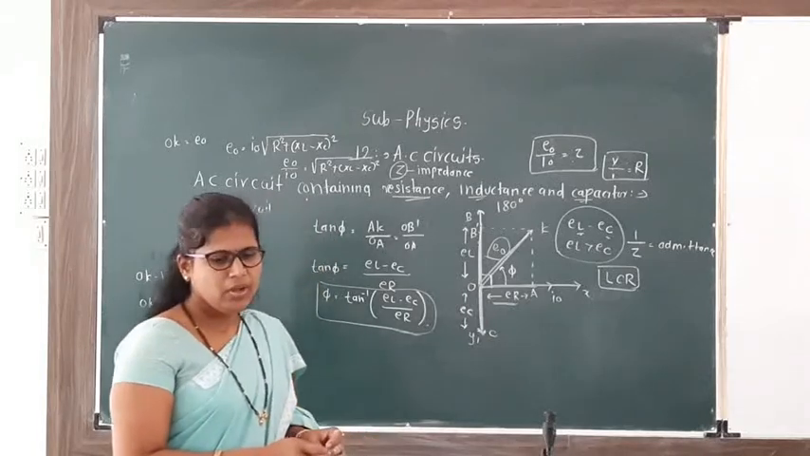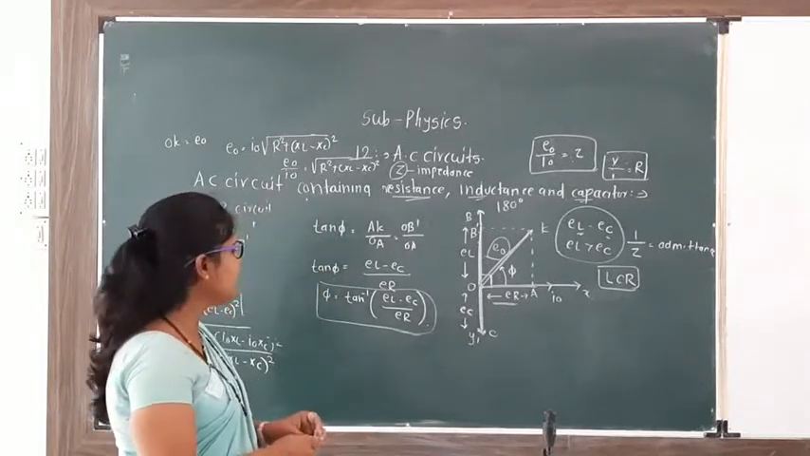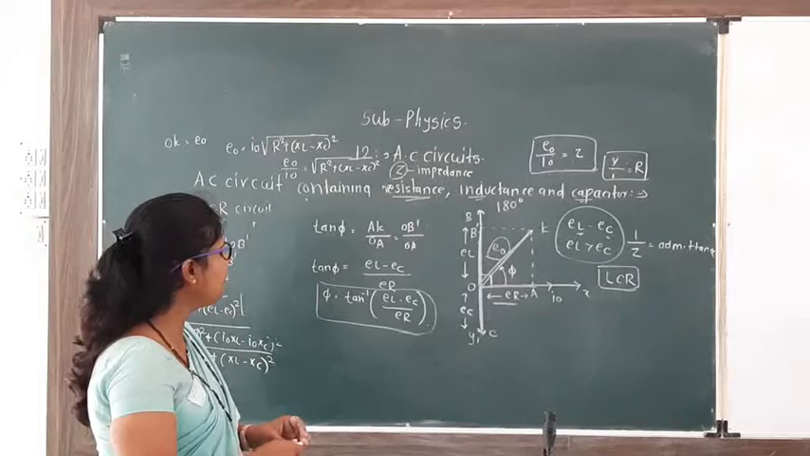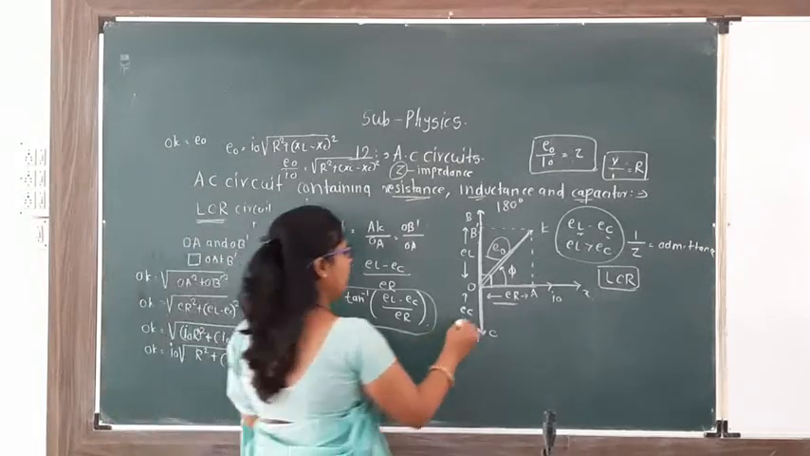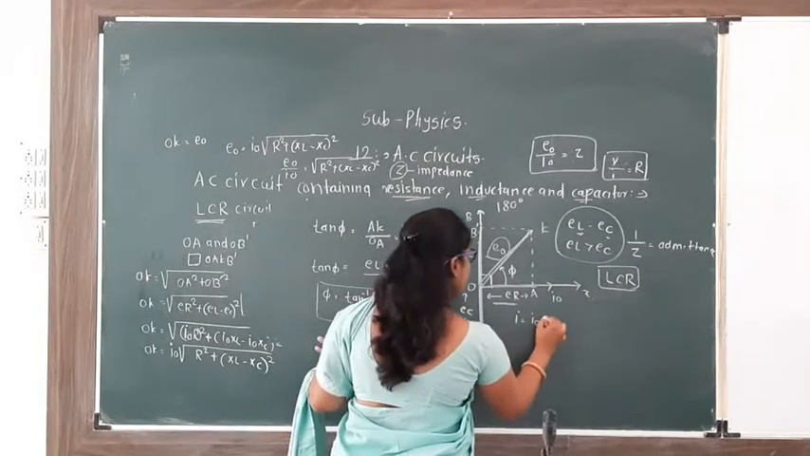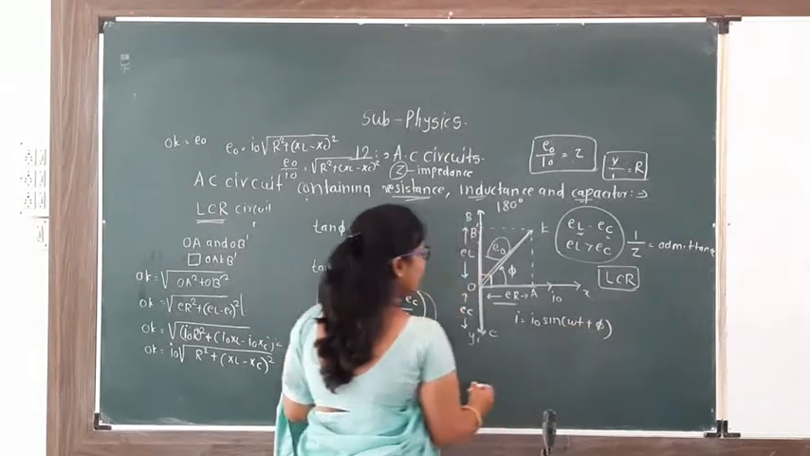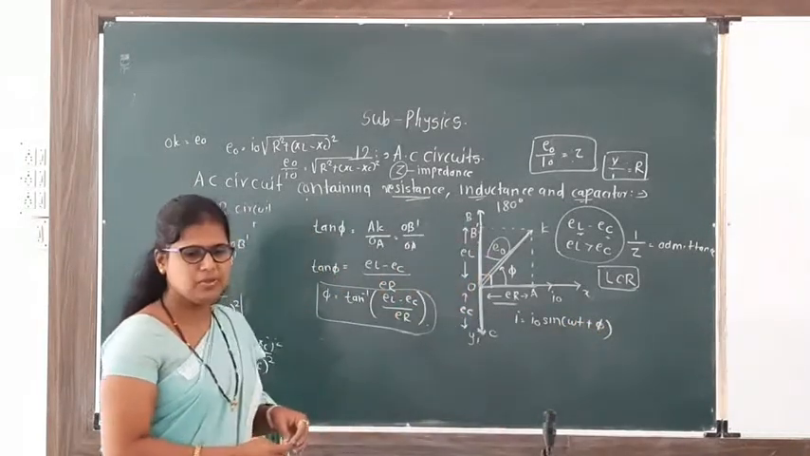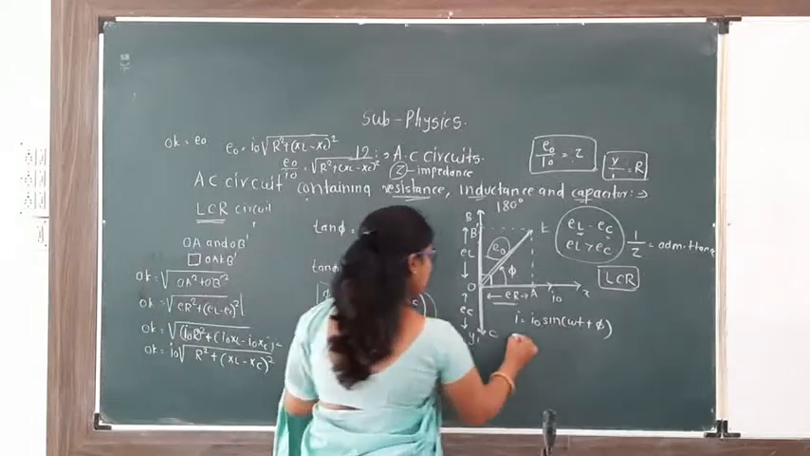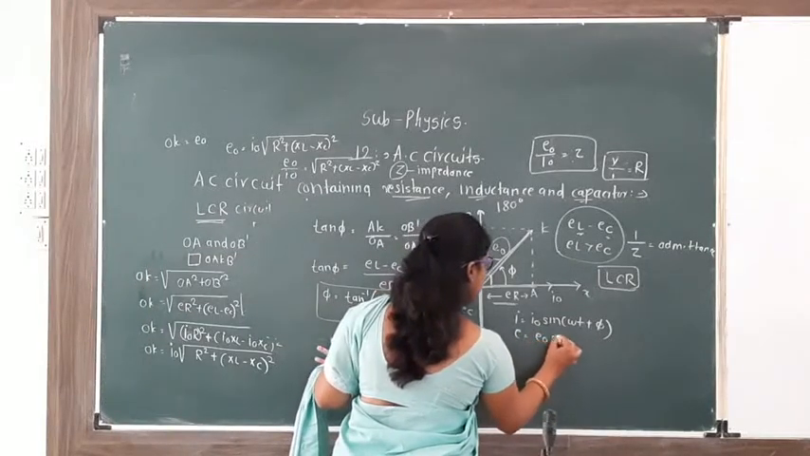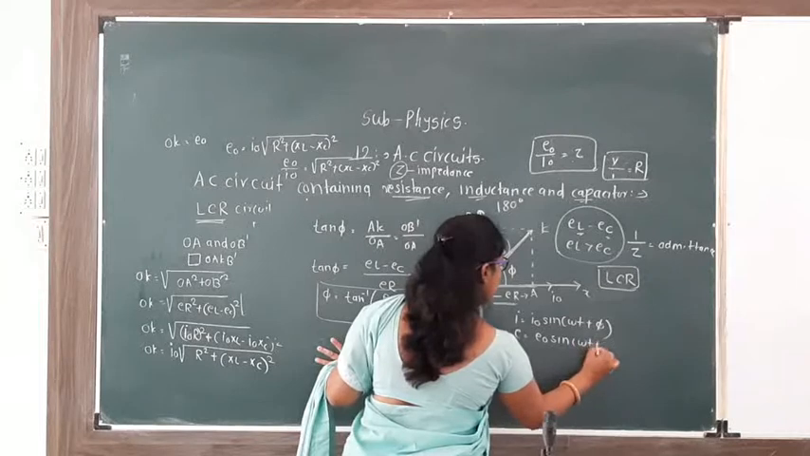Now the alternating current in the LCR circuit. How can we write the alternating current value in the LCR circuit? I is equal to I0 sin omega t plus phi. Now the alternating voltage we can write as E is equal to E0 sin omega t plus phi.